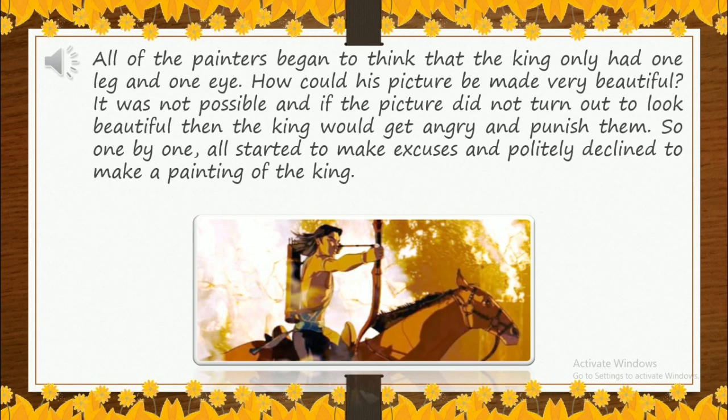All of the painters began to think that the king only had 1 leg and 1 eye. How could his picture be made very beautiful? It was not possible, and if the picture didn't turn out to look beautiful, then the king would get angry and punish them. So one by one, all started to make excuses and politely declined to make a painting of the king.